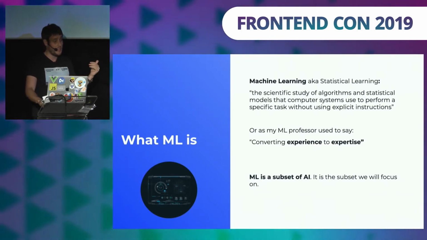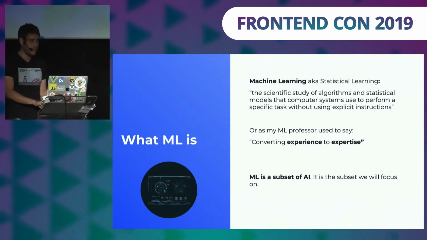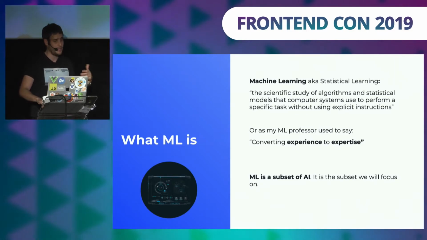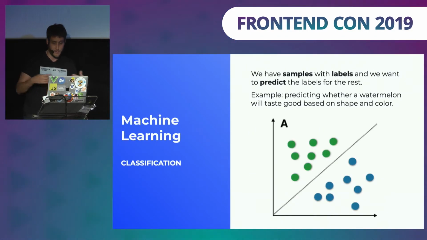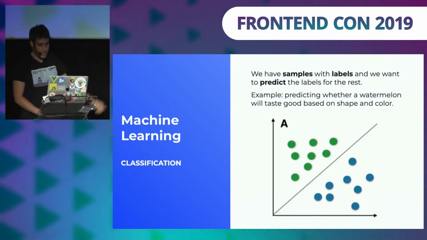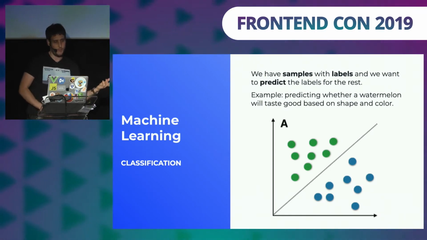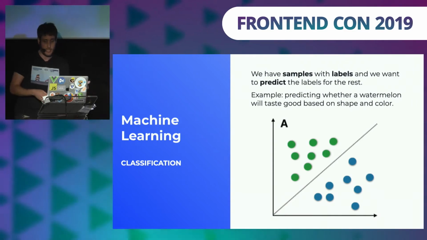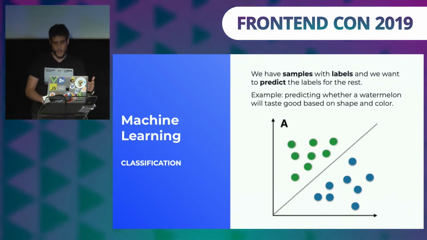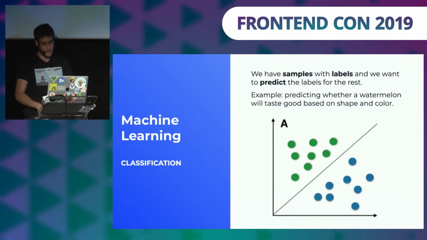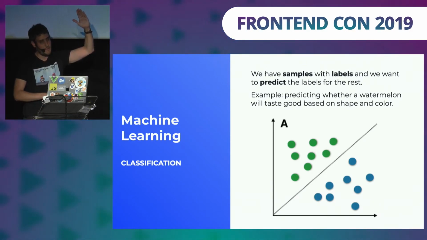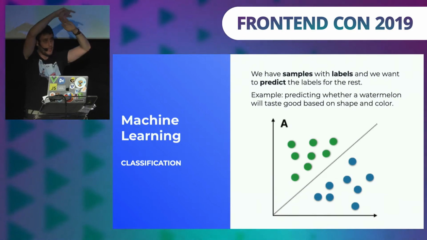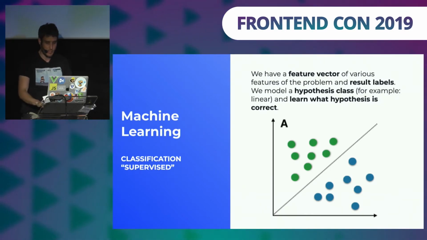Now, machine learning is typically divided into 3 areas, which we're going to talk about and how to apply to testing. And the most basic and most simple one is classification. We have this graph, for example, showing watermelons, and we want to predict whether a watermelon will taste good. So one axis will be, for example, shape. The other axis is going to be color. And all we have to do is pass a line between them. And everything above the line is a good watermelon, and everything below the line is a bad watermelon.